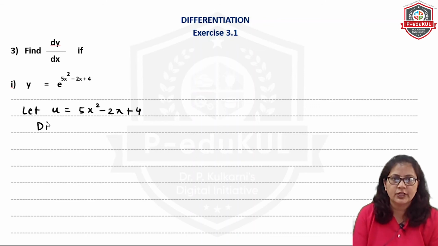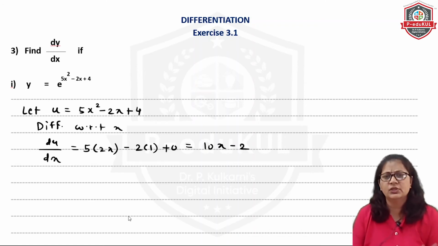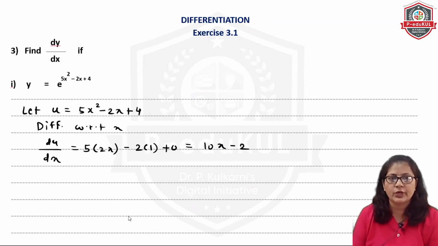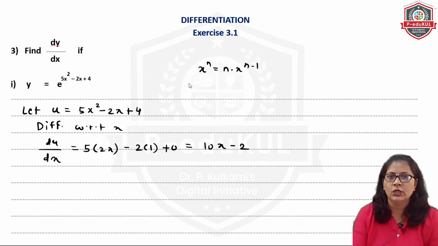So we will be differentiating this with respect to x. Okay. So du by dx will be what? 5 into 2x minus 2 into 1 plus 0. So this will be 10x minus 2. Correct? Very simple this is. If you know the laws, this is very easy. You don't much think about it. You can do it very easily. Here many a times I am using this law: x raised to n, derivative is n x raised to n minus 1. Okay. This law I am using.